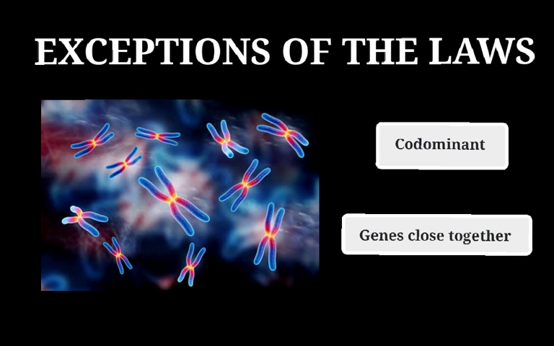Exceptions of the laws. The independent assortment does not apply if genes are linked with chromosomes, and alleles aren't only dominant or recessive, but can also be codominant.